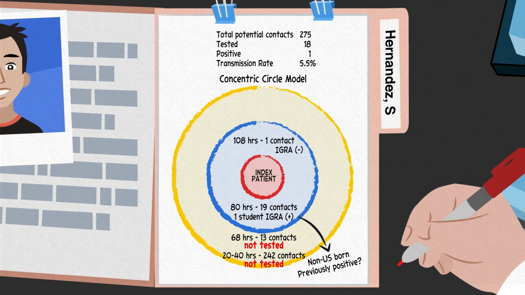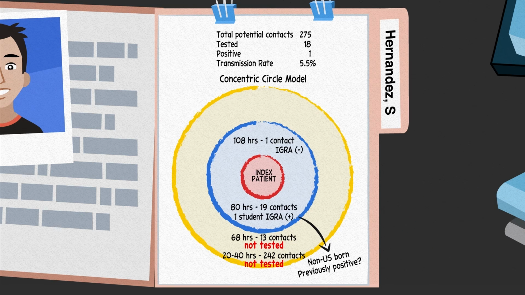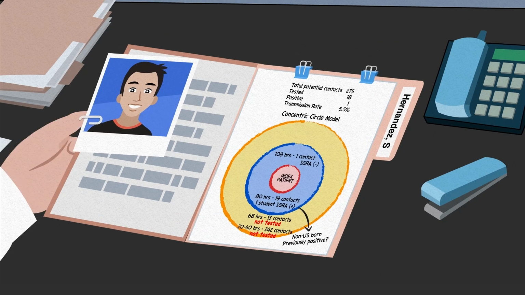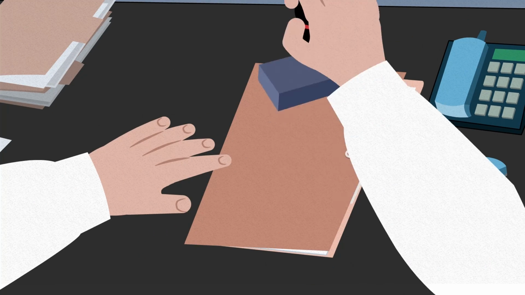This could potentially reveal additional positives that may represent remote as opposed to recent infection. The advantage of the concentric circle model is that it allows you to start small with the option to expand based on the results you're seeing. In Samuel's case, the investigation was closed with no expansion of the concentric circle.